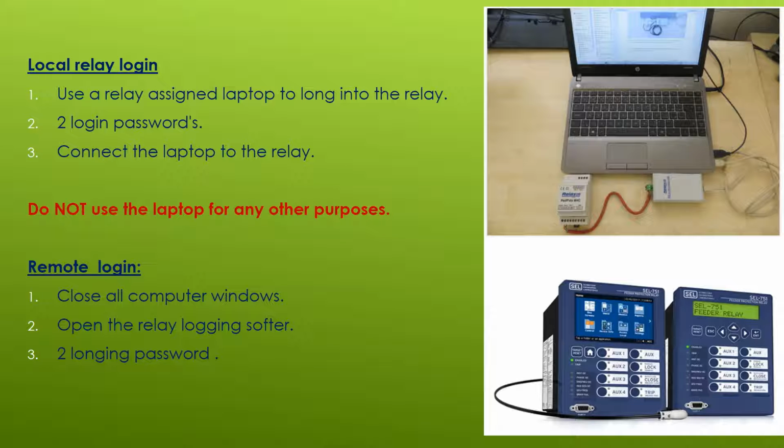In order to log in locally, if you're in the substation in the control house and you want to log in, the first thing you want to do is use a relay-designated laptop. There are special laptops just for connecting into a relay. Then there will be 2 passwords for logging in. And then if you see everything's okay and the computer seems functional, then you can connect the laptop to the relay. You don't want to connect the laptop to the relay, find out that there's a virus in the computer, or the computer is not okay, and then it may affect the relay. Do not use the laptop for any other purposes other than connecting to the relay. You don't want to use it for personal stuff or work stuff, only for relay things.